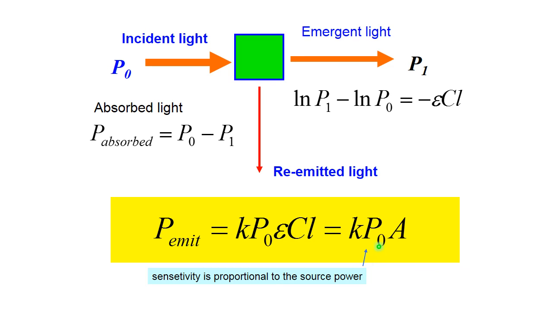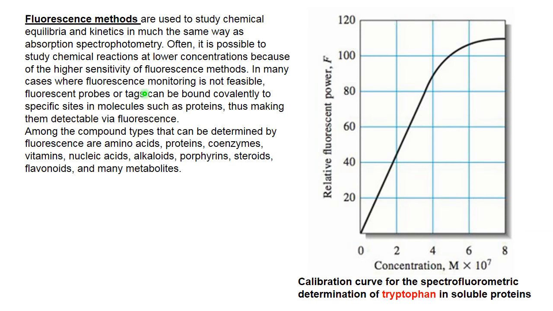Now, sensitivity is proportional to the power of the source. So we want to use very strong lamps to have high sensitivity of our fluorescent method. And this is an example of a calibration curve. As you can see, at very low concentrations, 10 to the negative 7, you have a straight line, and then it becomes a curve and becomes flat. So you can work in this area.